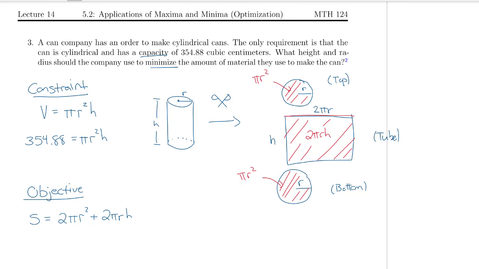And so we need this constraint. We need to solve this for one of the variables. So let's solve this for h. Dividing both sides by pi r squared, you'll get that h equals 354.88 divided by pi r squared. And now we can substitute that into our surface area equation, and we're ready to apply the first derivative test.